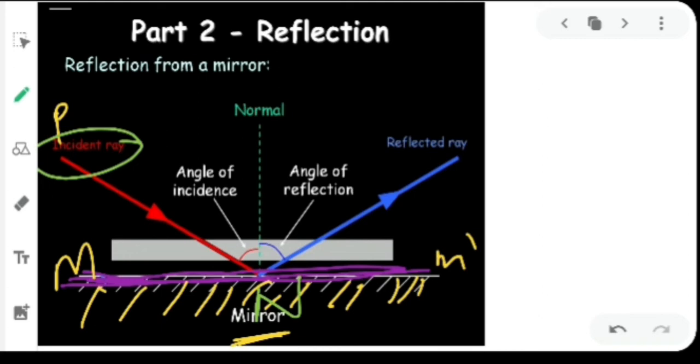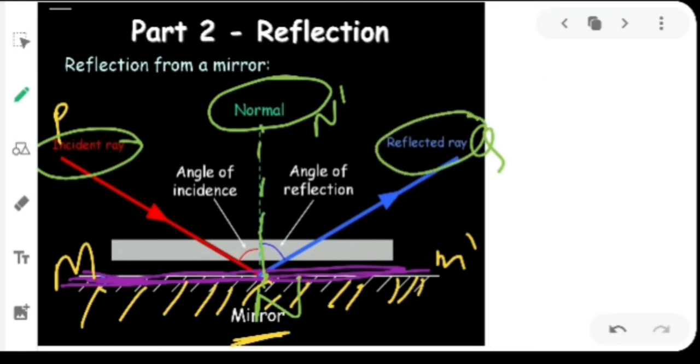And at the point where it strikes, let us draw a perpendicular line to the mirror. That perpendicular line is known as the normal. The dotted line, let us call it N to N dash. This dotted line on the mirror is known as the normal. Then the ray NQ bounces back from the point N, which is called the reflected ray.